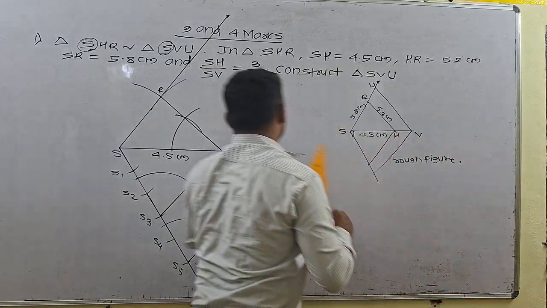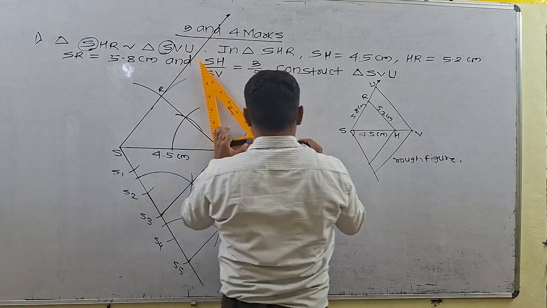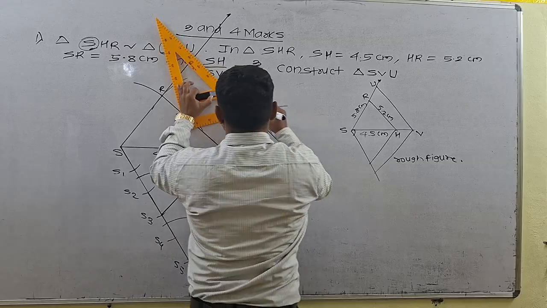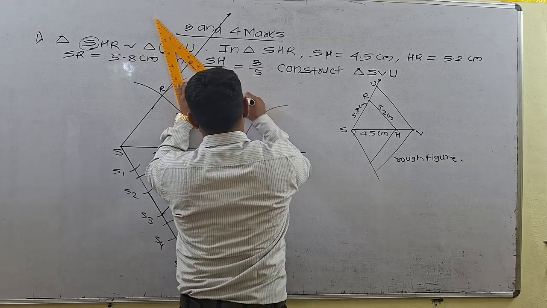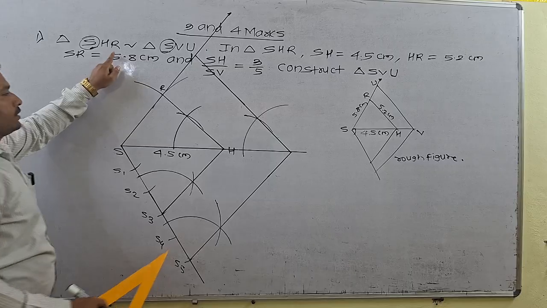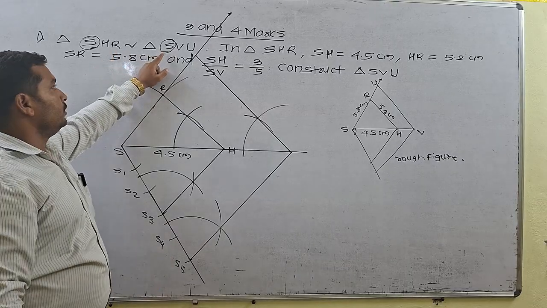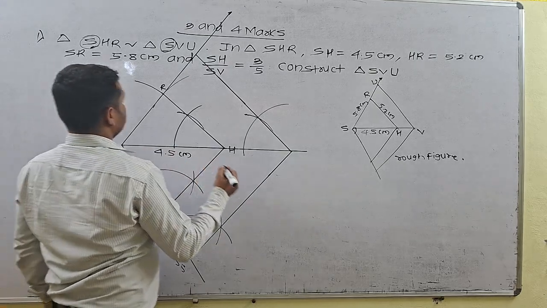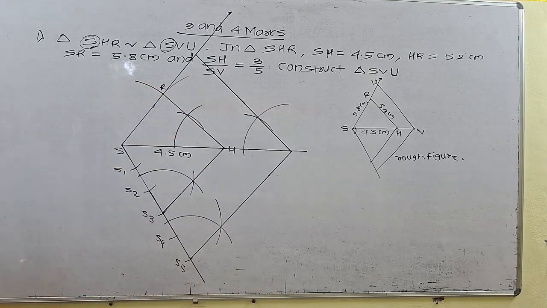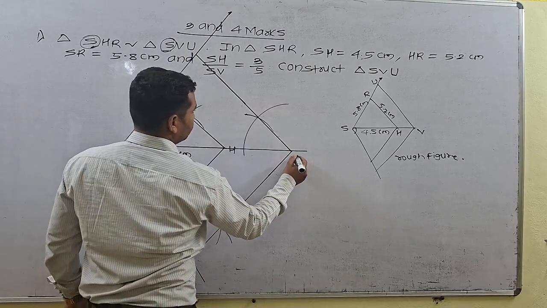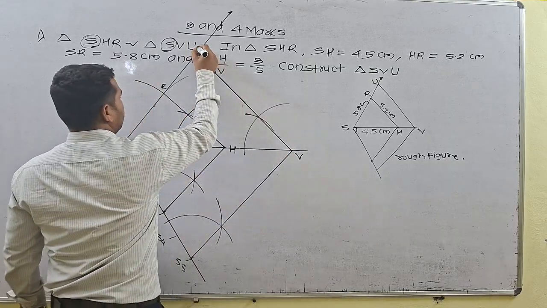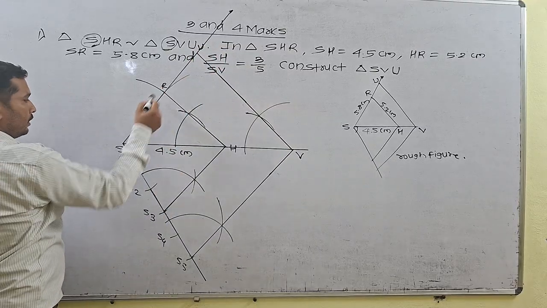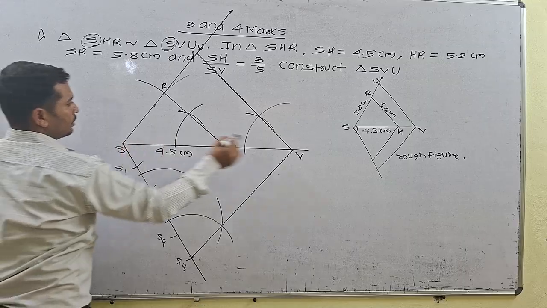So we must draw similar triangles. Which triangles are similar? There is a first triangle, and we know that the second triangle is similar. The first triangle is SHR and the second triangle is SVU; they are similar triangles. So the first triangle is RSH and the second is triangle SVU.